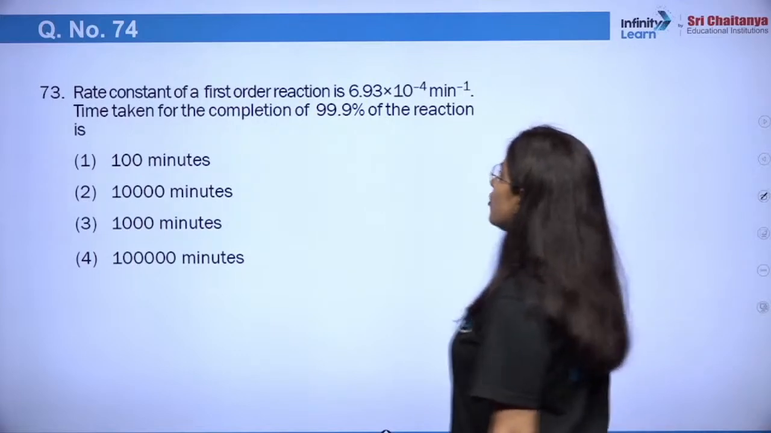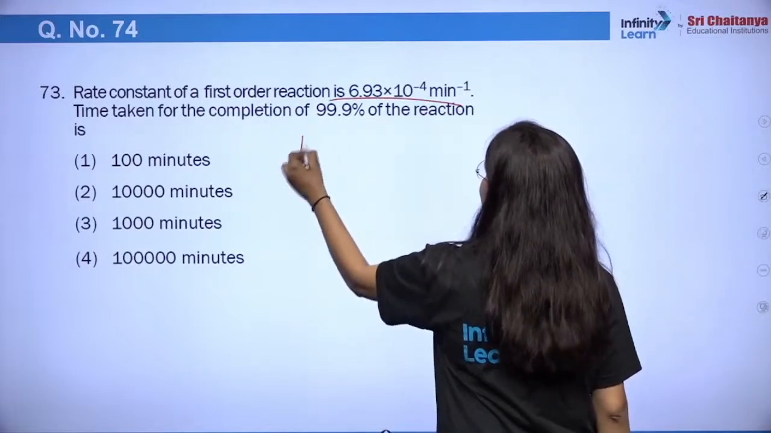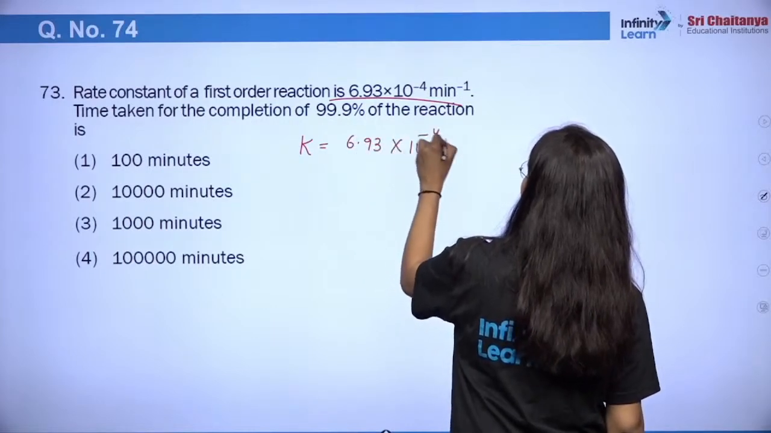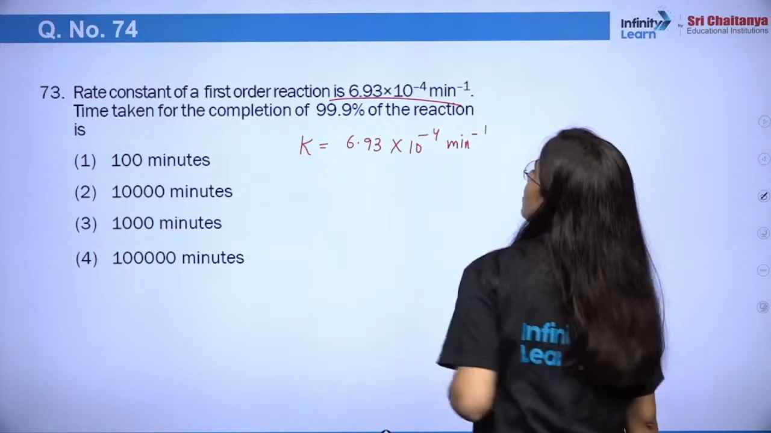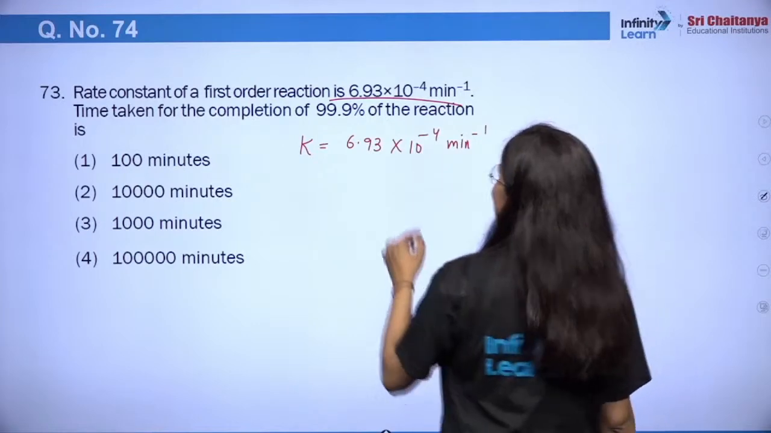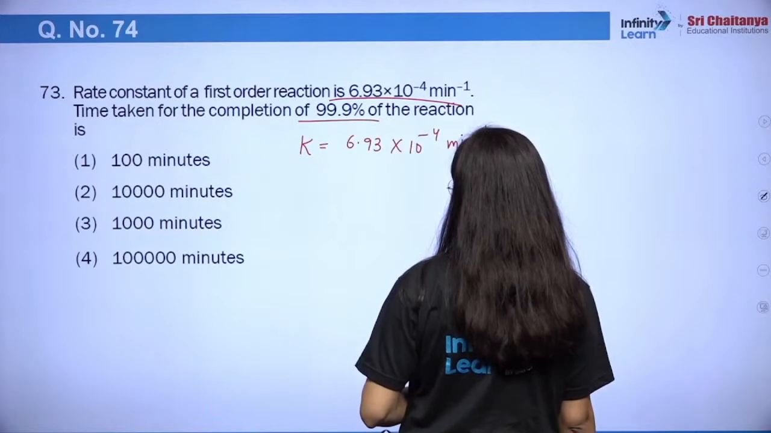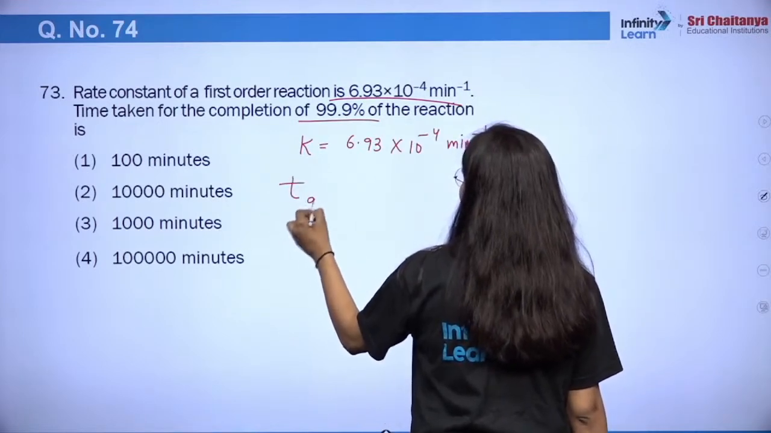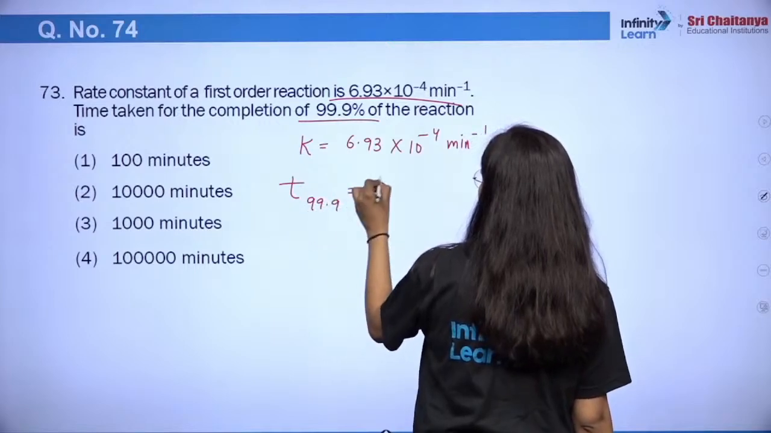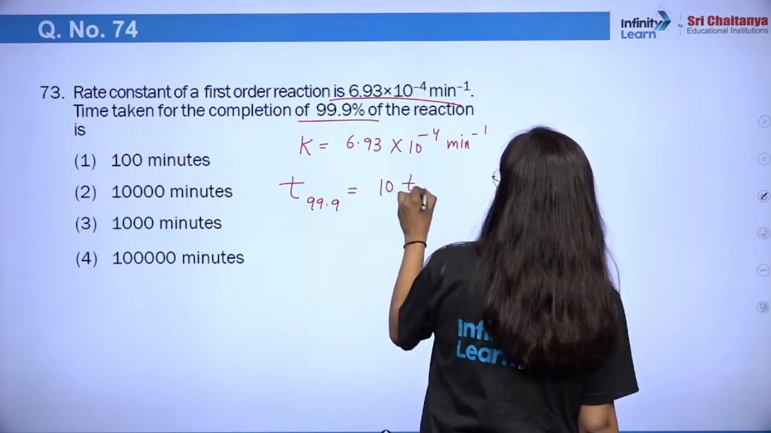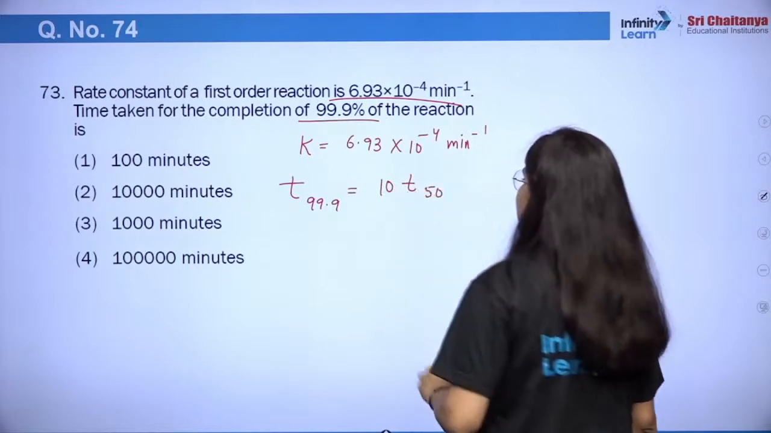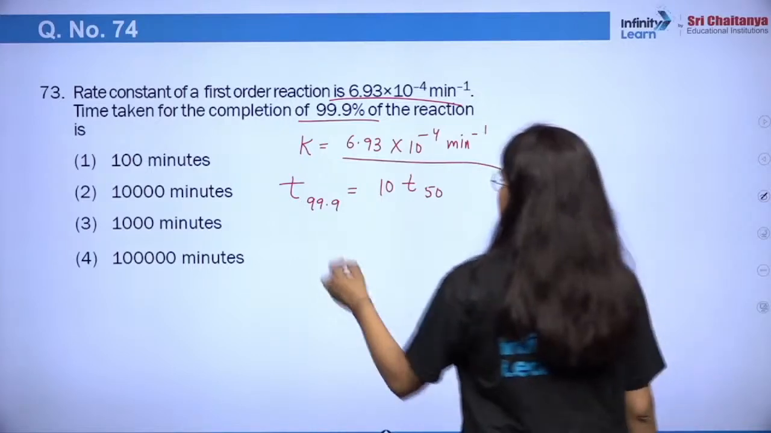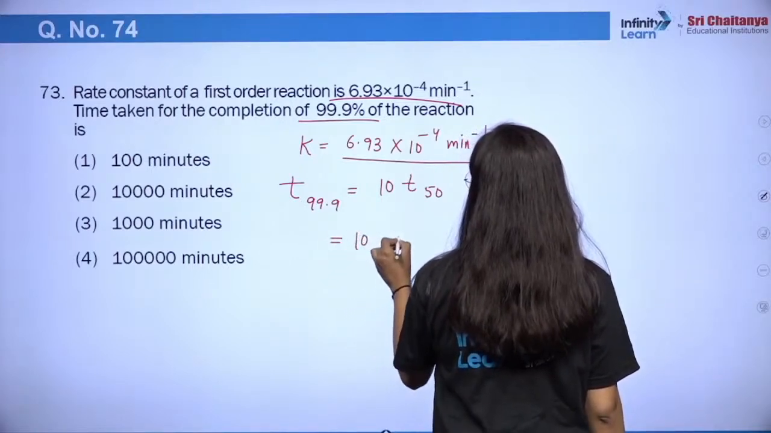The rate constant for a first order reaction, so this is K, is 6.93 into 10 raised to power minus 4 minute inverse. The time taken for the completion of 99.9% of the reaction is, so if you remember, there is a formula, T99.9 is equal to 10 times T half or T50, right? So from here we can directly calculate the value of T half.